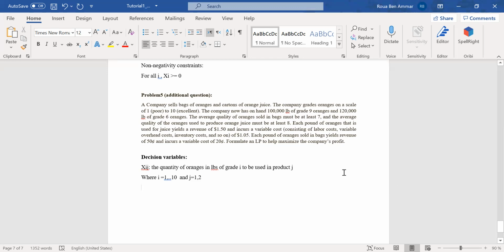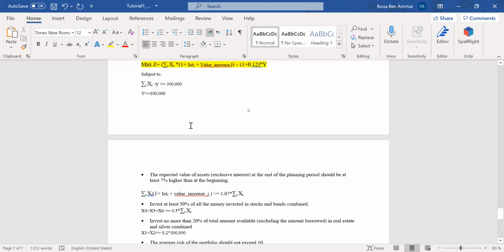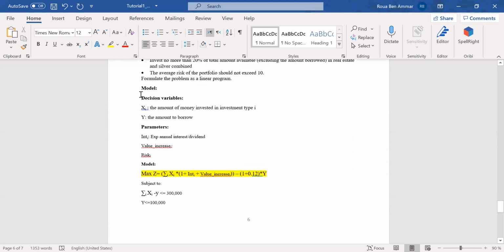Who is next? Compact. Okay, let's do the compact form. So we have to define the parameters. By the way, we didn't talk about the Lingo code for this problem. It's already available on the website, but you know it could be good practice for you to work on it by yourselves.